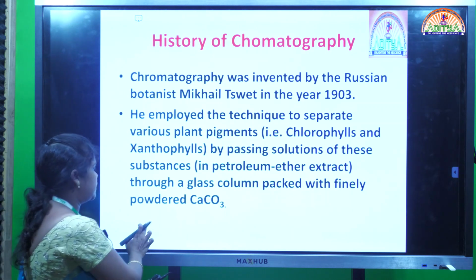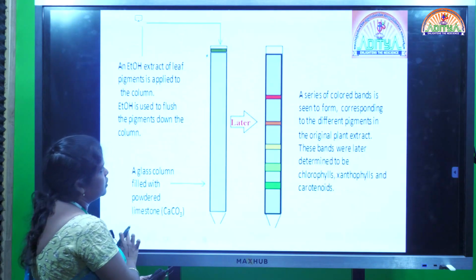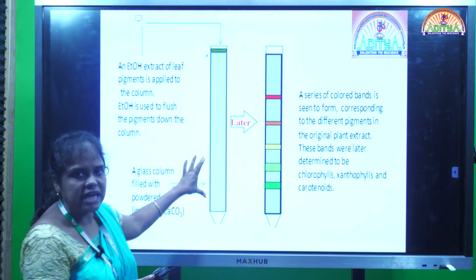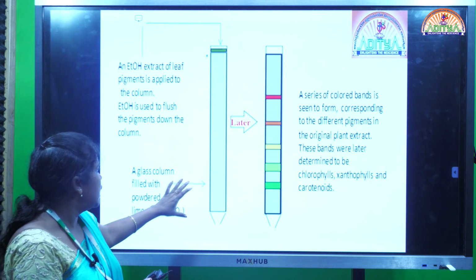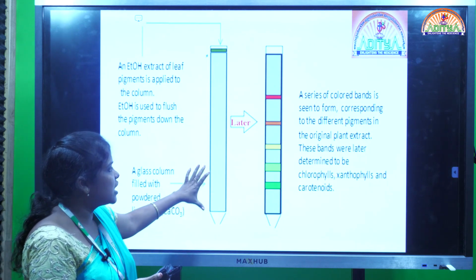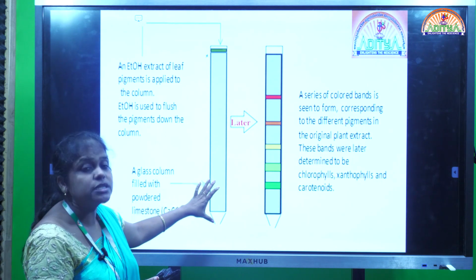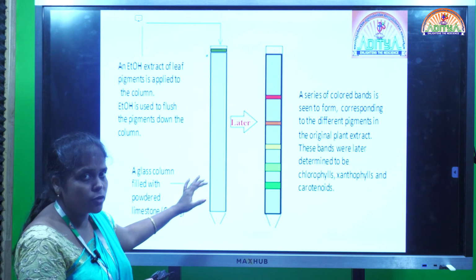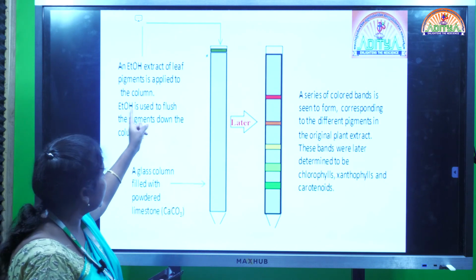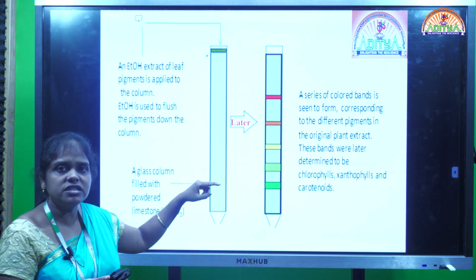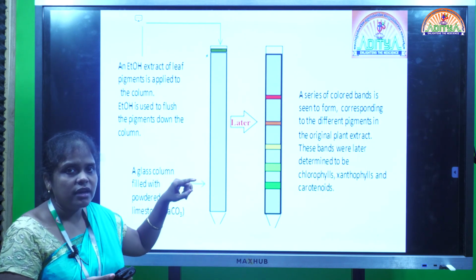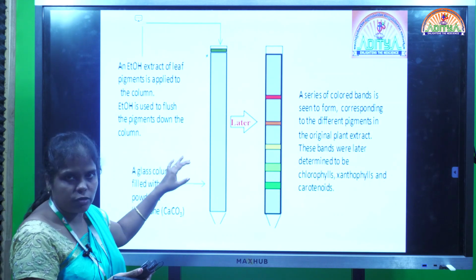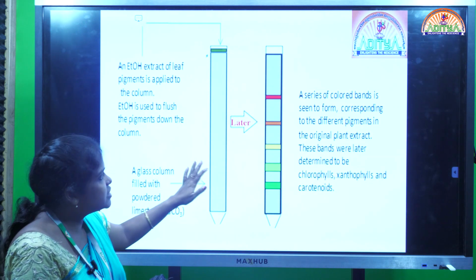You can see in this diagram. First of all, they have taken one glass column. They have filled this glass column with calcium carbonate, that is chalk powder, and into this column filled with calcium carbonate or chalk powder, they introduced the leaf extract in which so many pigments are there, and that extract is saturated with ethanol solution or petroleum ether solution, and they left it for some time.